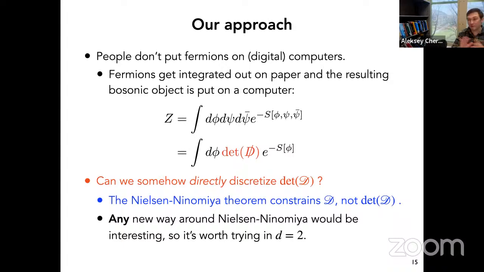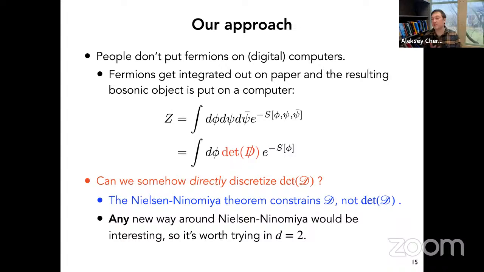So what's our approach? Well, the first thing to say is that people don't actually put fermions on the computer when they work with digital computers, as we usually do. We don't yet have quantum computers in any practical sense. What people do is they first integrate out the fermions on paper. They get some fermion determinant, or perhaps a product of fermion determinants, or perhaps a Pfaffian, but whatever. And then they put that on the computer. Because now your functional integral measure is built out of purely bosonic objects, and that's something you can put in a digital computer.